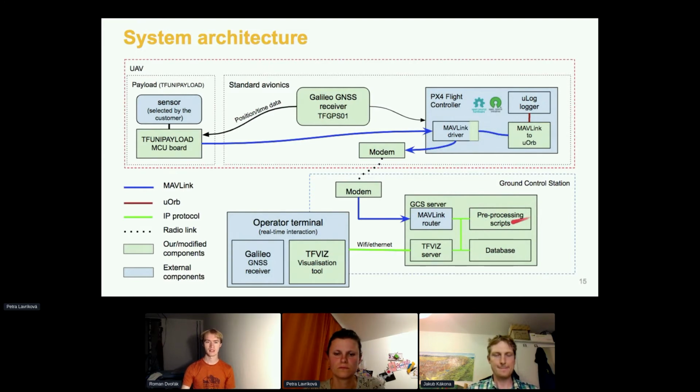The operator and pilot can use this real-time visualization for changing the flight trajectory. This can also be done automatically by some script that recalculates or replans the trajectory based on measured data, and this algorithm can provide a new trajectory and send it through Mavlink to the autopilot.